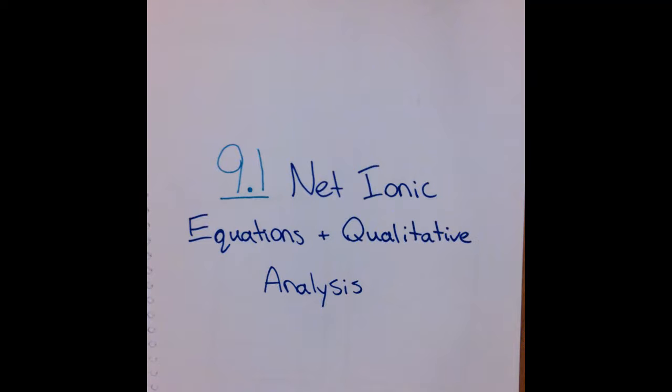So the very first section that we're going to be looking at today is 9.1, which is net ionic equations and qualitative analysis. So what we're going to do is break this down into two parts. The first part will be looking at our net ionic equations, and then I'll give you a little bit of a break to do some practice questions, and then the second part will be just looking at qualitative analysis, and it should go fairly quickly, and that should take just about the entire class.